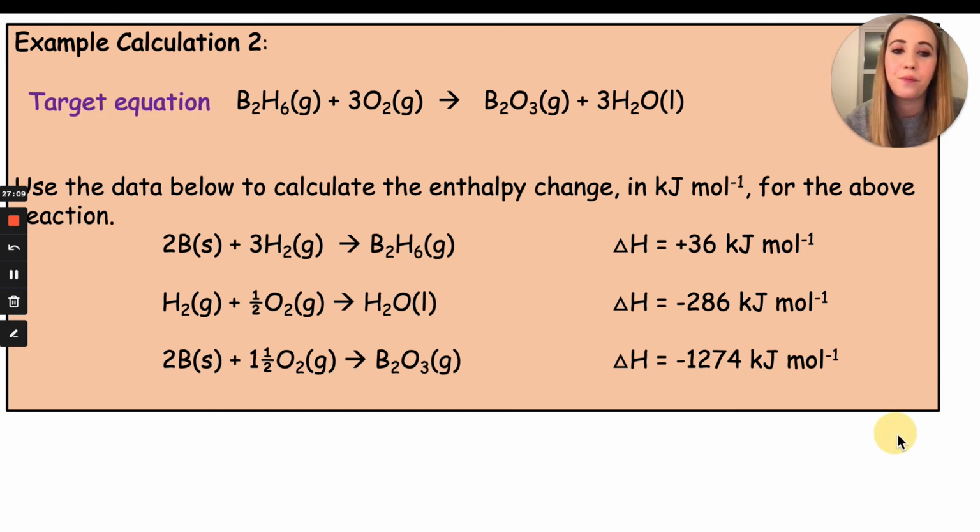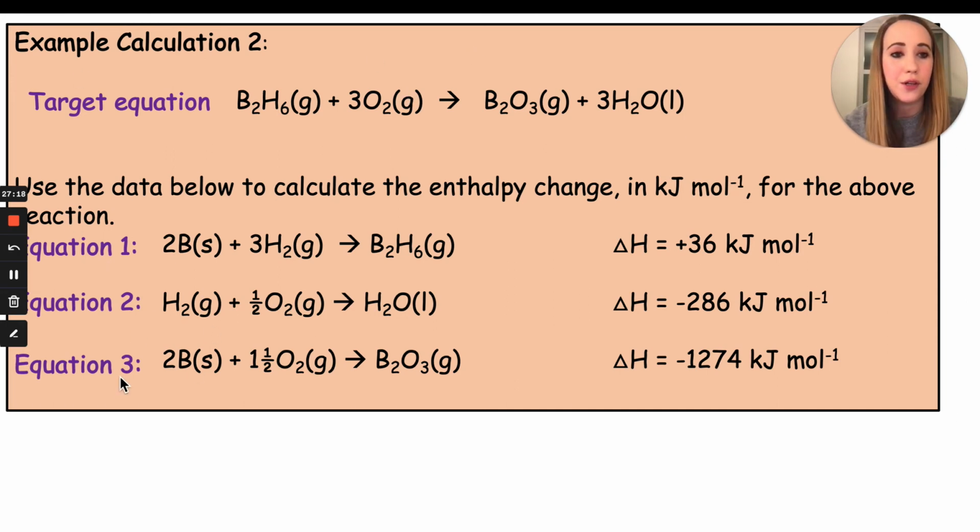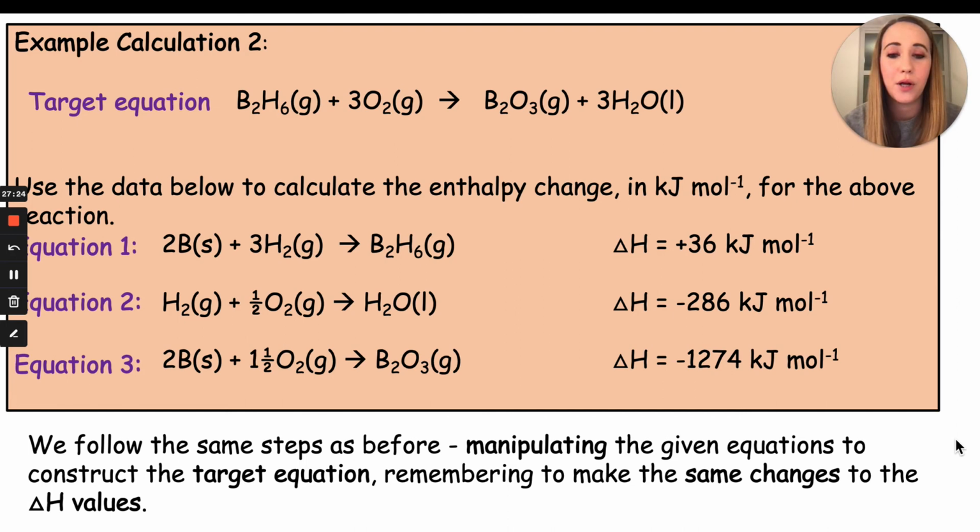Okay, so we're going to use the same kind of terminology. So we've got our target equation at the top, equation 1, equation 2, equation 3 for the ones we're going to manipulate. And we're working through the same process, okay? So we're going to start by thinking about how we change these equations in order to construct our target equation. And then after that, we're going to change the delta H values and then ultimately use those delta H values to work out the delta H for the target reaction.